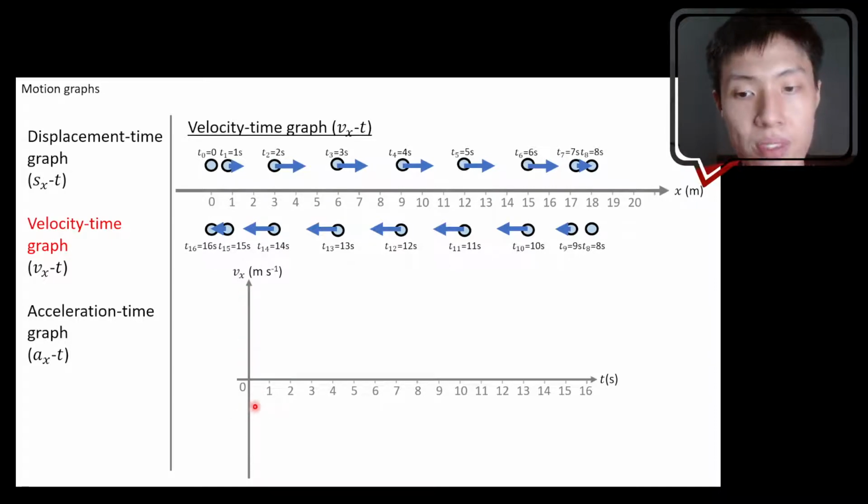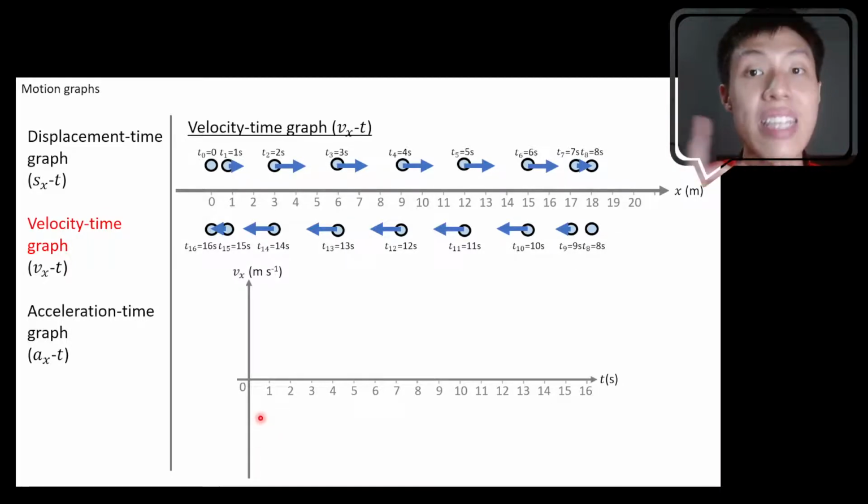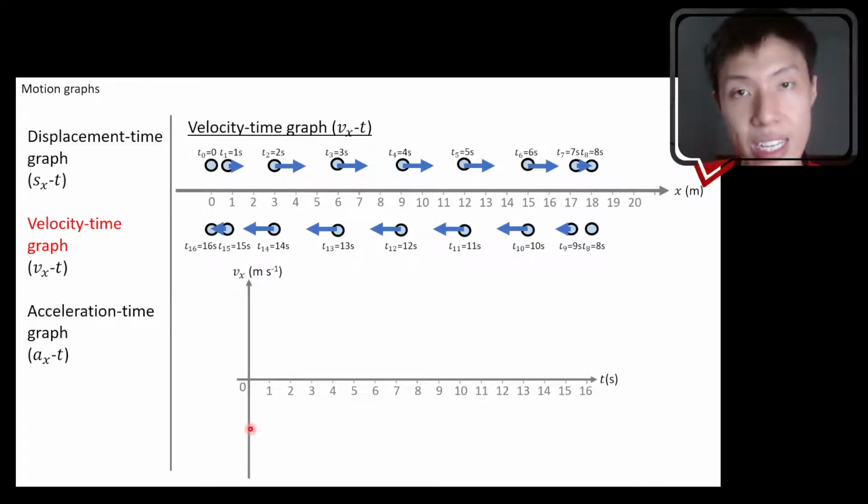How about this side? This side also means the same thing. If it's a negative region, negative 3 and negative 5, what's the difference? Negative 5 is still faster than negative 3. It's just that negative means it's moving in the negative direction. If I say negative 5 meters per second, it means it's moving at 5 meters per second towards the negative direction. So negative 3 will be 3 meters per second in the negative direction. The negative and positive here represent the direction.